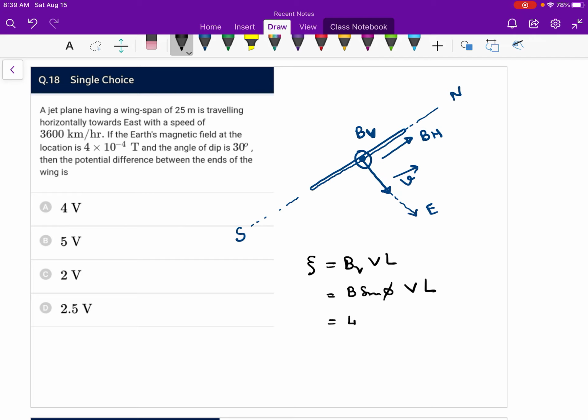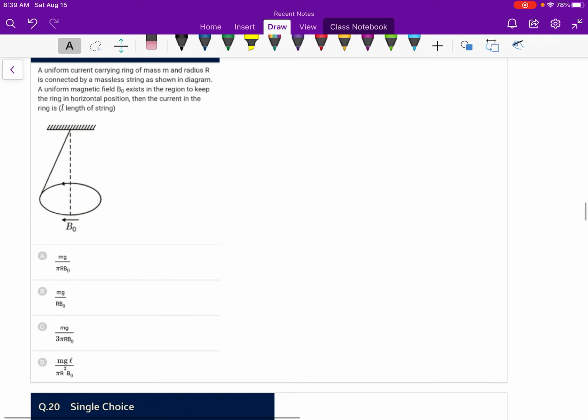So B is 4 into 10 to the power minus 4. Angle of dip is 30 degrees. So that is half into V, which is 5/18 into 3600. So 1000 meter per second, and into length, which is 25 meter. So 25 twos are 50. Okay, so this is 5 volt. So B is the correct option.